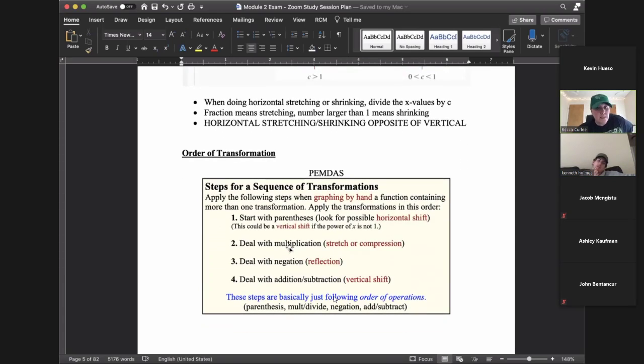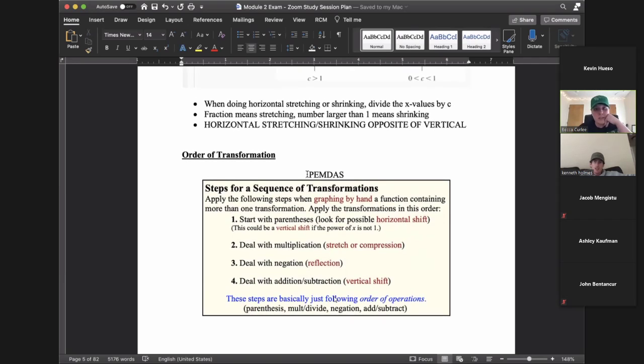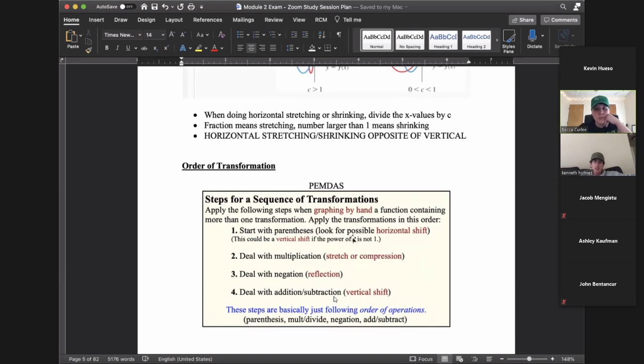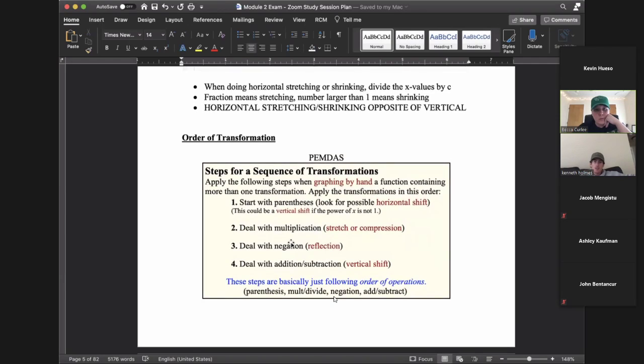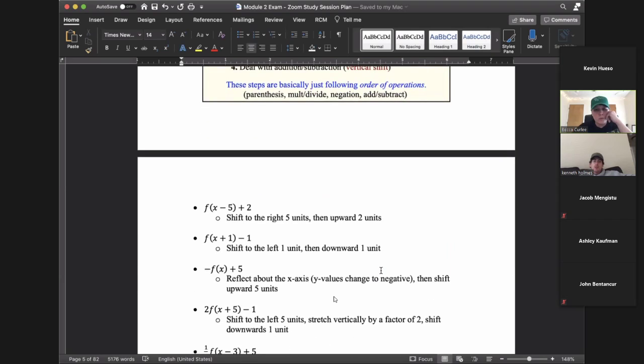The notes have this a little bit differently than what I've read is the actual order of transformation that you want to follow. As long as you're following basically PEMDAS when you're doing these, then you're doing it in the right order. Sometimes you can get the wrong answer by doing it out of order, but the main thing is to always start with what's in the parentheses, because parentheses comes first in PEMDAS. So you look for a possible horizontal shift. Then you can deal with the multiplication, which is a stretch or compression. Then you deal with negation, which is a reflection. Then you deal with addition and subtraction, which is a vertical shift. So it's basically following the order of operations.